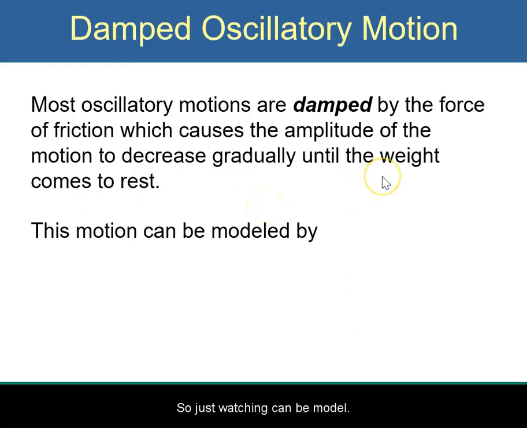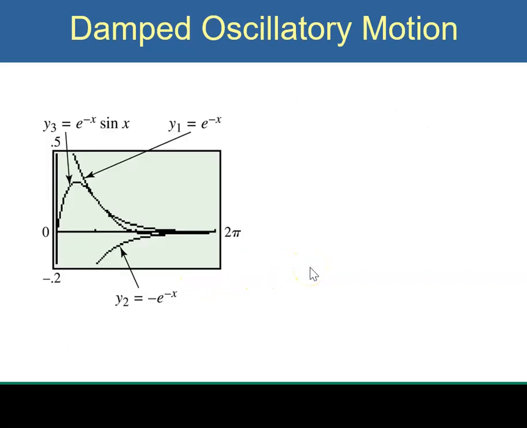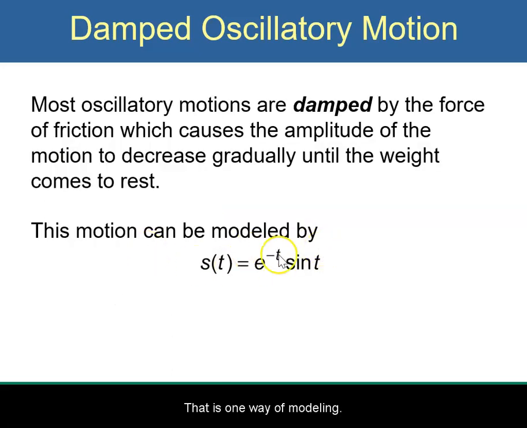So this motion can be modeled by e to the negative t times sine of t. So if you notice here, this is e to a negative exponent as a function, right? It is a decreasing exponential function. So if you attach that to your sine, you will have a single oscillation and then it'll start to come to rest, right? So that is one way of modeling a dampening motion.